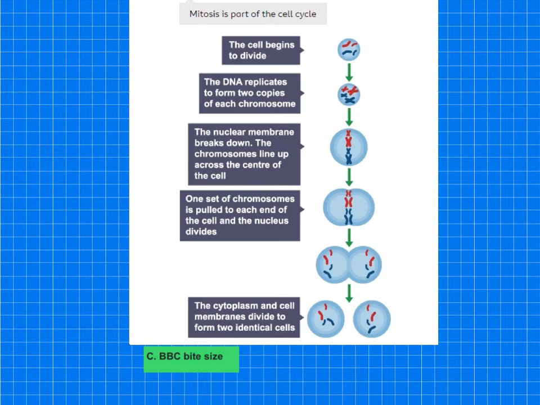So you can see, obviously the cell begins to grow and then it begins to divide. The DNA replicates to form 2 copies of each chromosome. The nuclear membrane, that's the membrane around the nucleus, starts to break down and the chromosomes line up across the center of the cell. One set of chromosomes is pulled to each end of the cell, and the nucleus divides, and then the cytoplasm and cell membrane divide to form 2 identical cells, known as daughter cells.